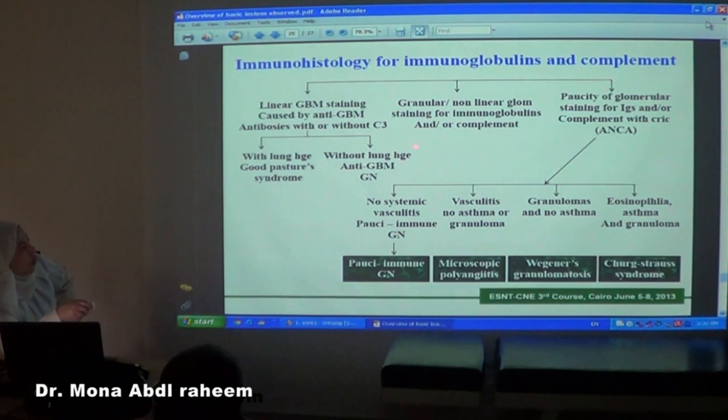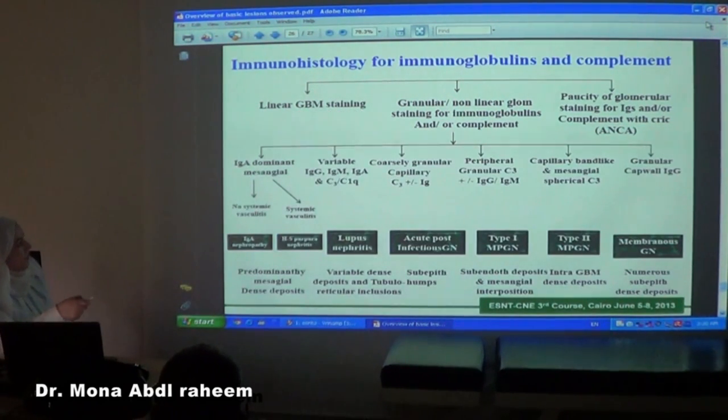The third one is the immune complex group, with granular, non-linear glomerular staining for immunoglobulin and or complement. It will be in the next slide. This is the group of granular, not linear, glomerular staining for immunoglobulin or complement. If immunofluorescence reveals IgA dominance, there are two diseases in this group. If there is no systemic vasculitis, it is IgA nephropathy. If there is associated vasculitis, it is Henoch-Schönlein purpura.